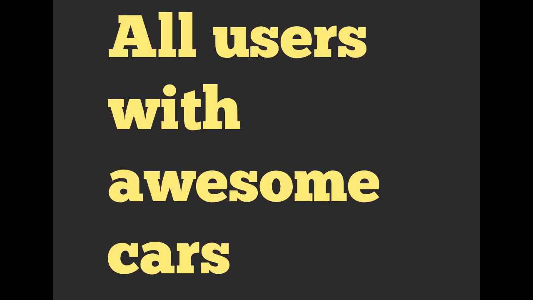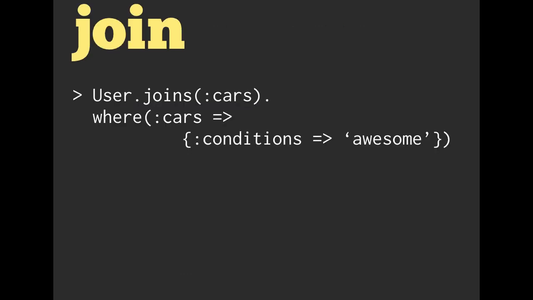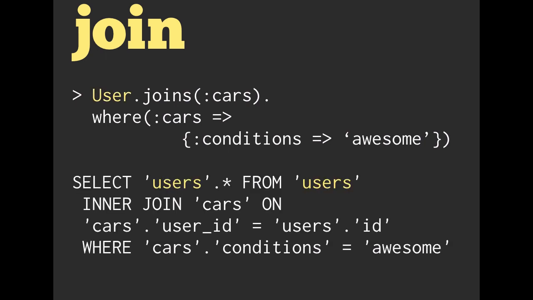So what if we wanted to find all of the users with awesome cars? Well, here's what we would do. We would take our User constant and call .joins on it. So we would join cars to users, and then we would be looking at only the cars where the condition was equal to awesome. So here we go. It's going to be selecting users.* from users because we're using the User class, and then the joins cars is going to represent the inner join of cars on cars.user_id to users.id.